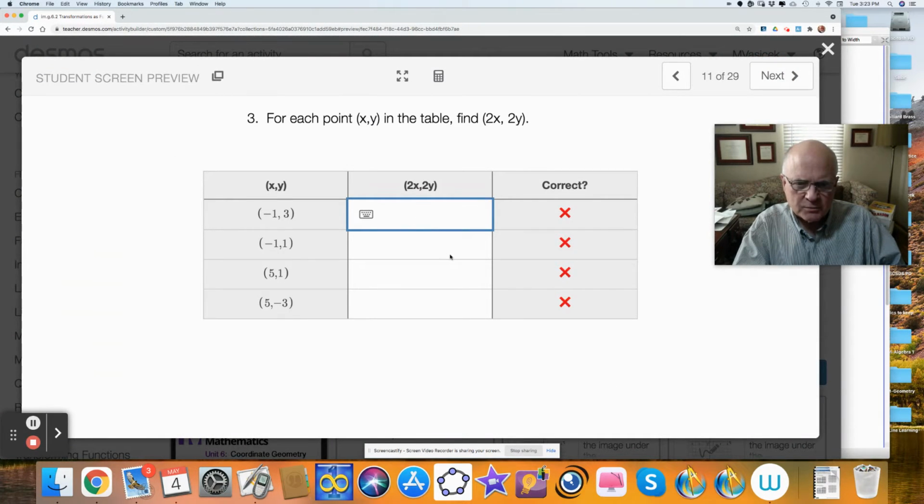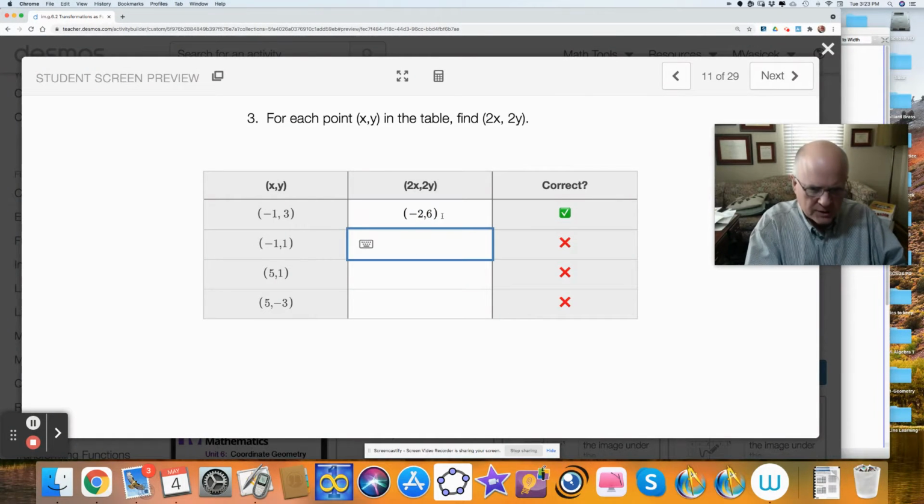Now let's do this one. We'll take our x value, multiply it by 2. Take our y value, multiply it by 2. So when I have a negative 1 times 2 is a negative 2. 3 times 2 is 6. I have a negative 1 times 1. Negative 1 times 2 is a negative 2. A 1 times 2 is 2.